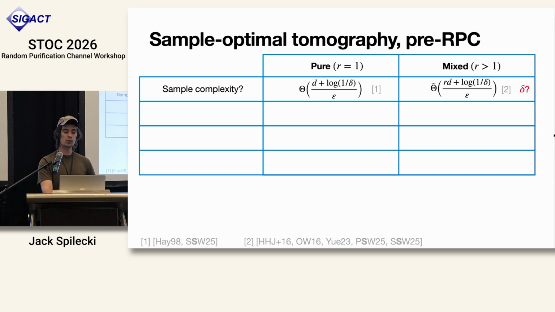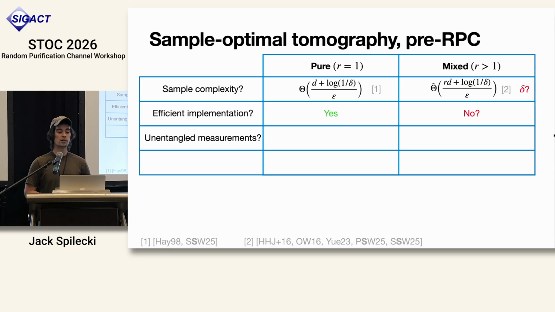Okay, so we can also ask for some nice properties we might want our algorithms to have. Are there sample optimal algorithms which can be efficiently implemented? For pure state tomography, the answer is yes. But for mixed state tomography, we don't have one yet, at least. We don't know they don't exist, but we don't have one.